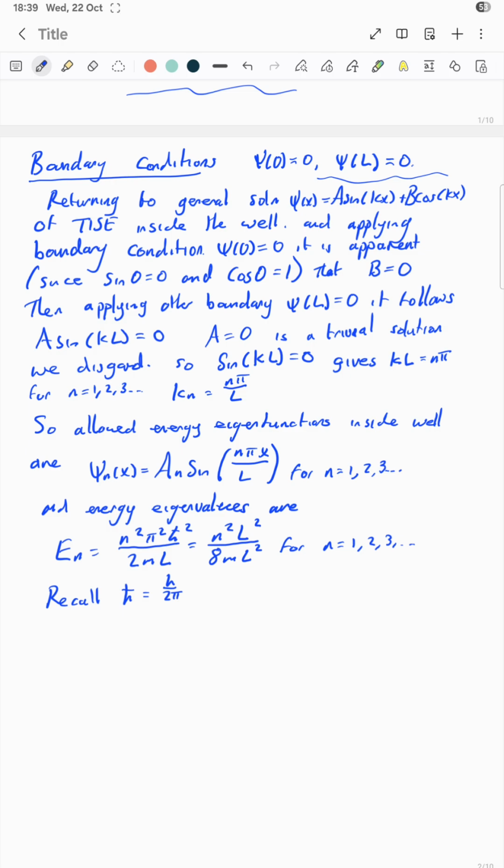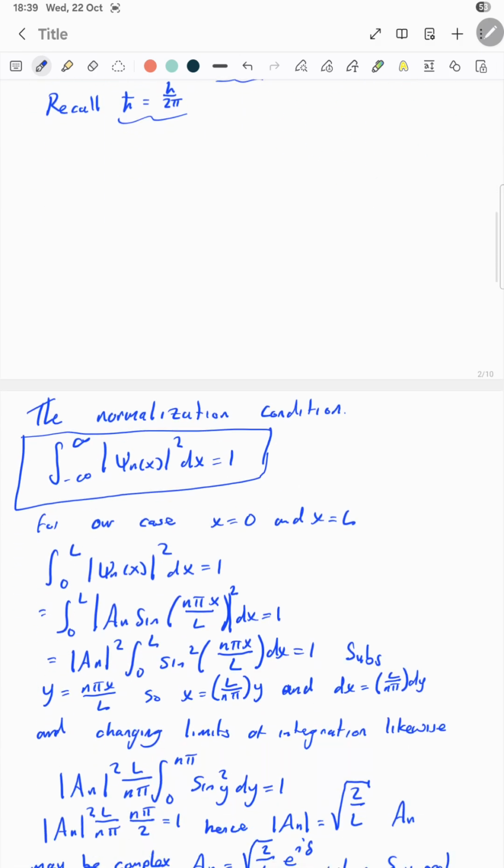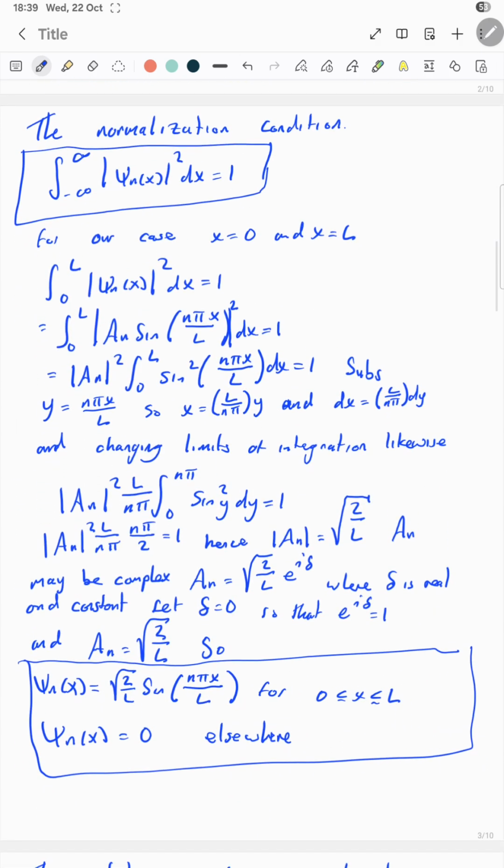And the energy values are given here, E_n, which is n squared π squared h bar squared over 2mL squared, or this one here, and we recall that h bar equals h over 2π. Now the normalization condition. The normalization condition is integrating over the absolute value squared, which must equal 1 because the particle must be somewhere. For our case, x equals 0 to x equals L.